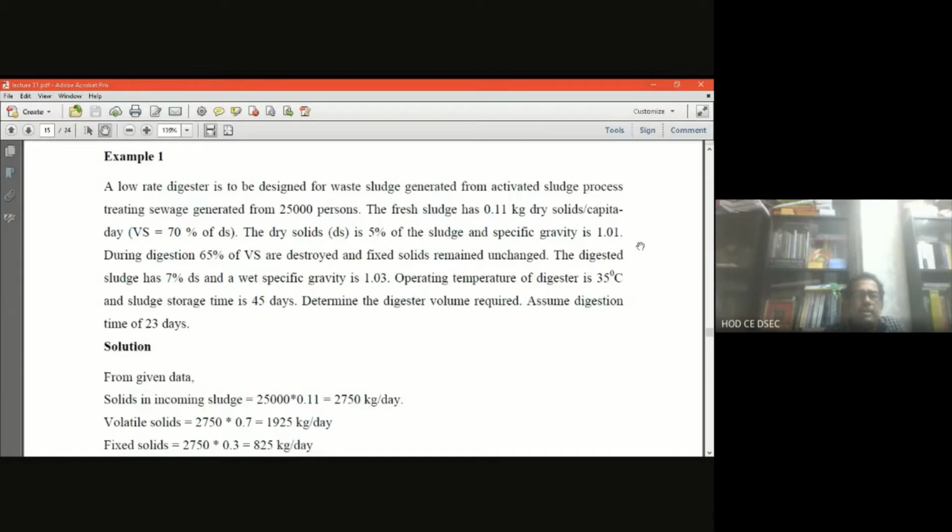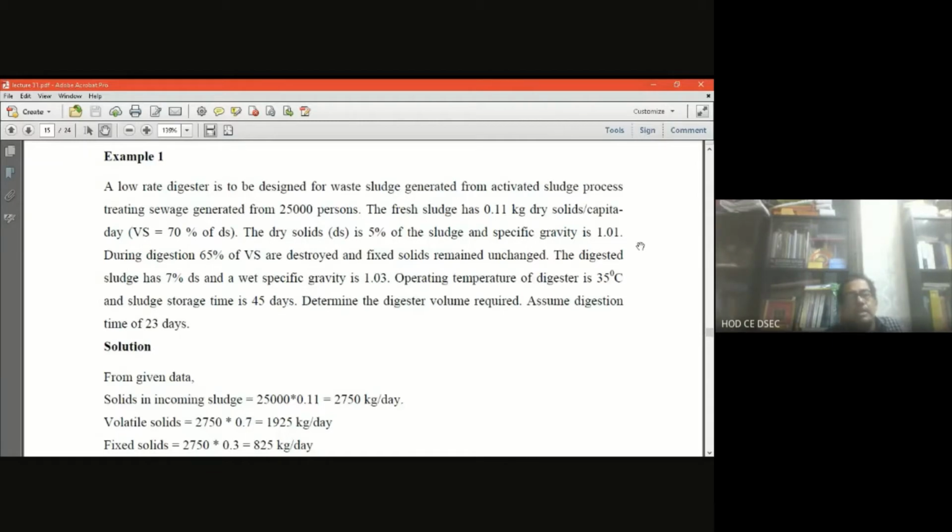So, a low rate digester is to be designed. If you remember in the theory part which I described, the low rate digester has different zones. One is the active zone, where some portion of the sludge is there for digestion, then after digestion it settles at the bottom. The top is the supernatant water, and above that is the gas. So let us consider the 50% portion as the sludge volume. First we will calculate the volume of the sludge, then we will multiply by 2 to get the digester volume. Now what is the data input given? Let us see.